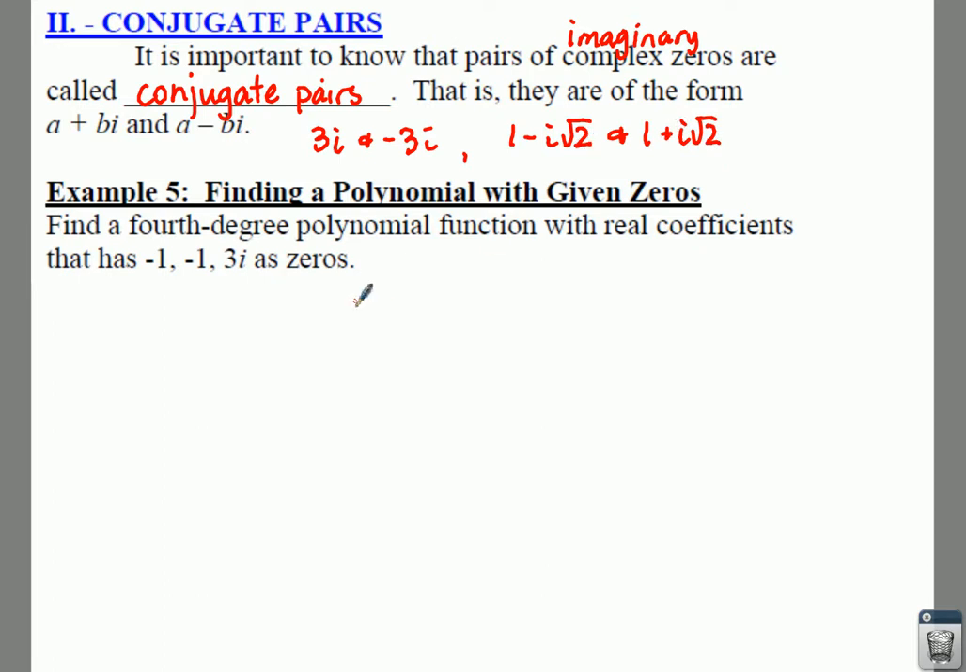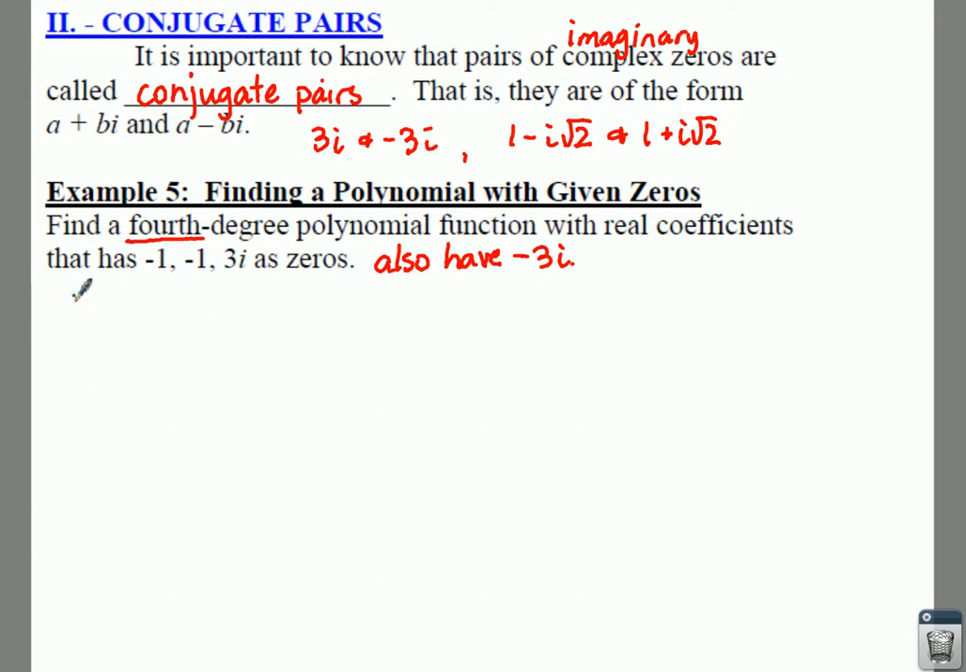So whenever you have to find a polynomial with given zeros, a lot of times it's not going to give you both. I don't know why they like to do this, but they just want to make you think. So you're not going to have both, you're going to have just one of them. Now notice we need to find a fourth degree polynomial. So that means we need to have an x to the fourth. We are given the zeros of -1, -1, and 3i, but we also have a negative 3i. It just doesn't tell you that. But we need to have fourth degree, so we need to have 4 terms and 4 factors.